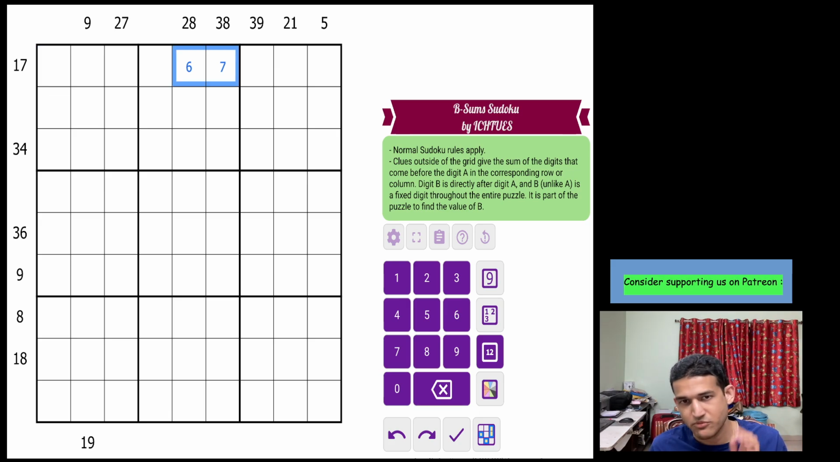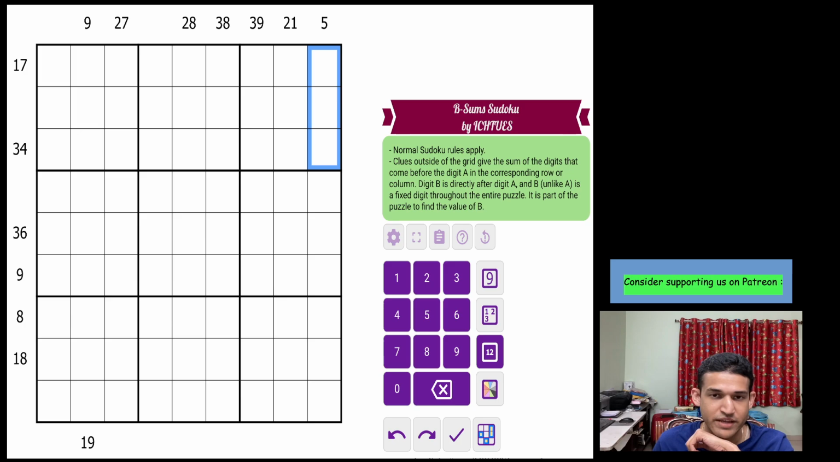So let's see one more example. Let's take the clue given outside column 9, 5. So okay, A has to be somewhere here, right? Cannot be here because then the sum of these 3 cells will be more than 5. So A is somewhere here or here. So B will be right next to that. Okay, so I got the hang of the puzzle. So let's start this now.